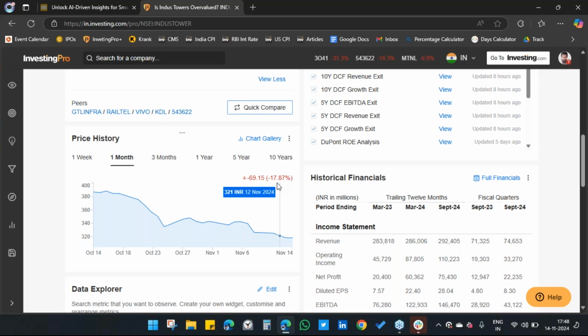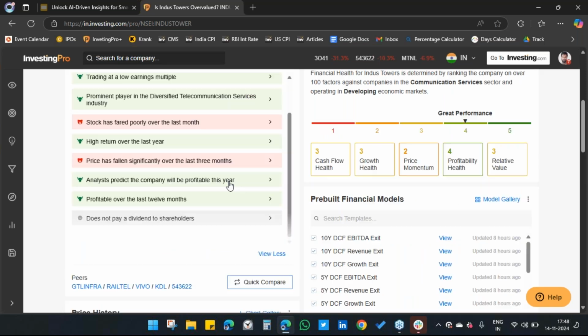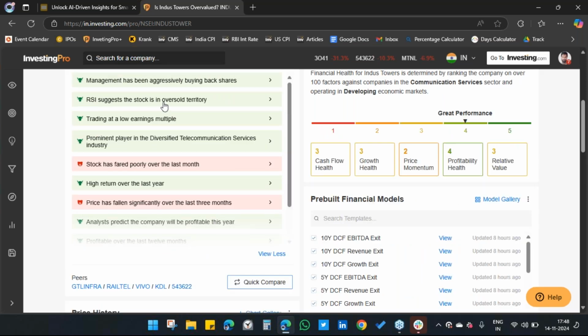So while it can be considered a bullish signal because RSI is now oversold, as you can see, the RSI suggests the stock is oversold.